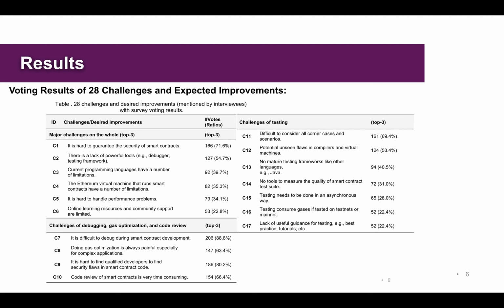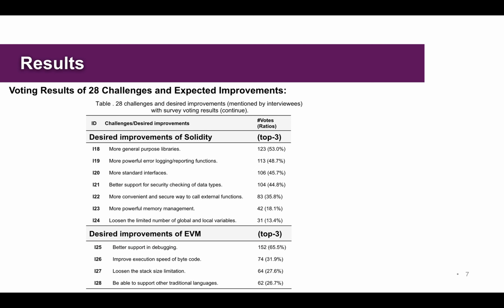For example, for the C1, we found that 71.6% respondents voted that it's hard for them to guarantee the security of smart contracts. And for the brand new programming language and virtual machine, particularly designed for developing and running smart contracts on Ethereum, respondents voted the most desired improvements. For example, the I-18 shows that 53% voters hope Solidity could support or provide more general-purpose libraries.